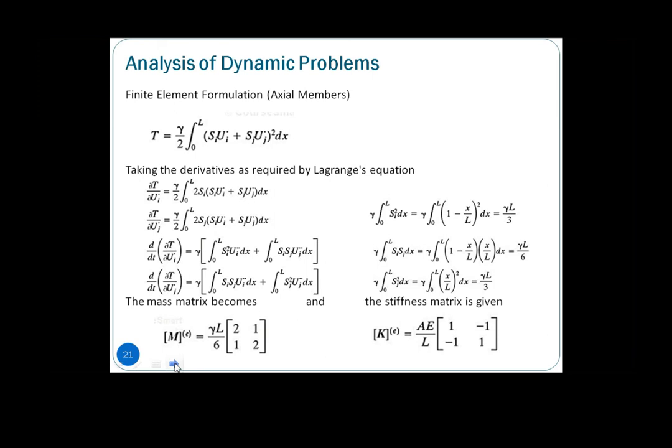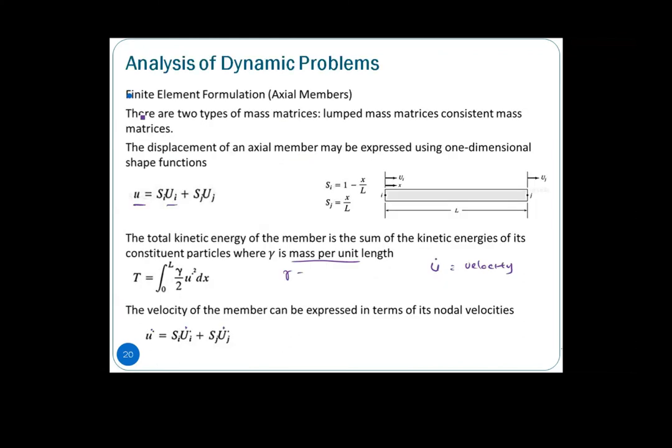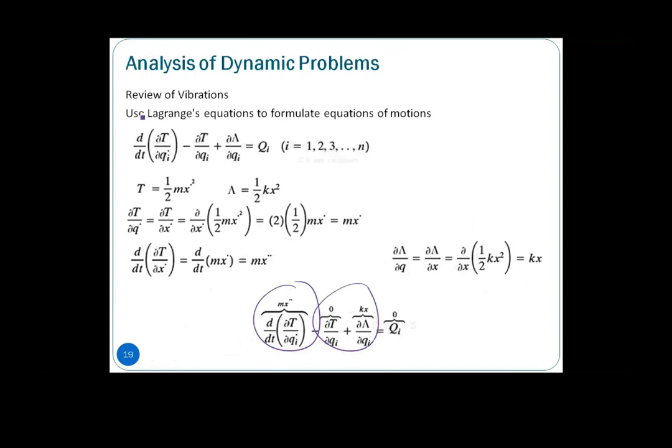If you have the velocity in terms of shape functions and nodal velocities, then the kinetic energy you just rewrite in terms of S here. Taking the derivative of the kinetic energy, just now we mentioned that to get the term m x double dot, it is the derivative of the so-called kinetic energy term with respect to the velocities, del T over del x naught. Then we find the time derivative, which is equal to m x naught. The time derivative of this again gives us m x double dot. So that basically gets us our m later on.